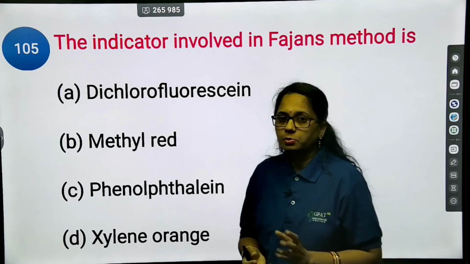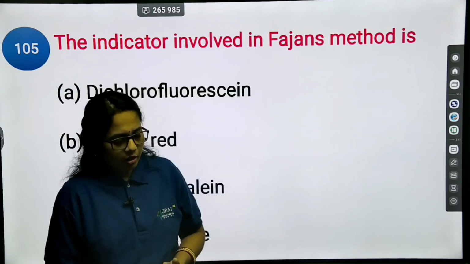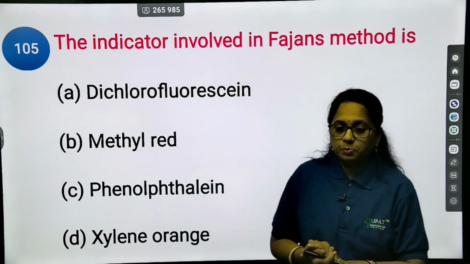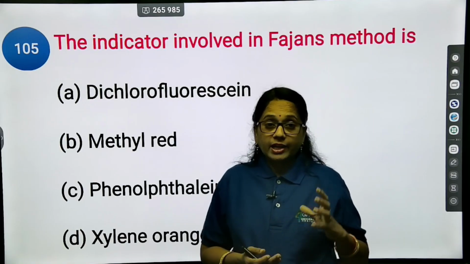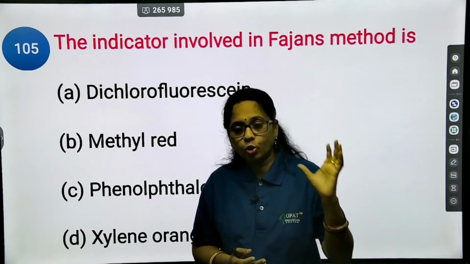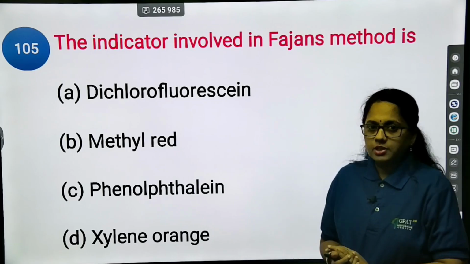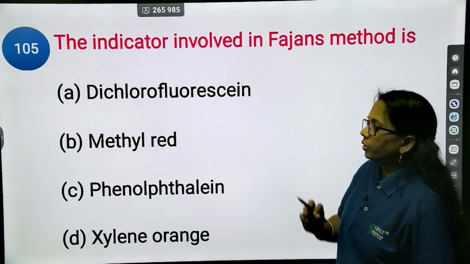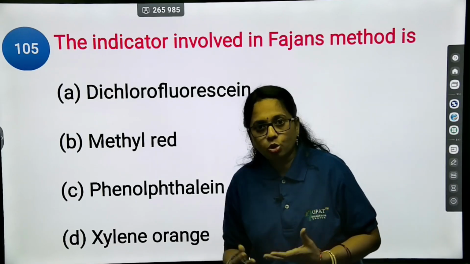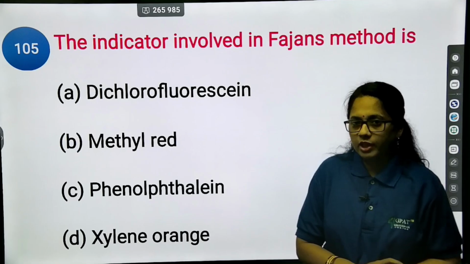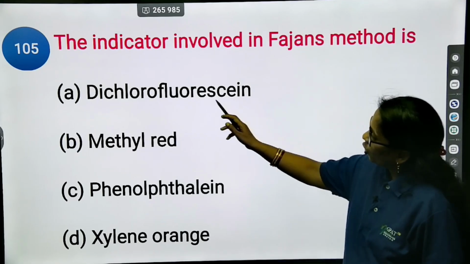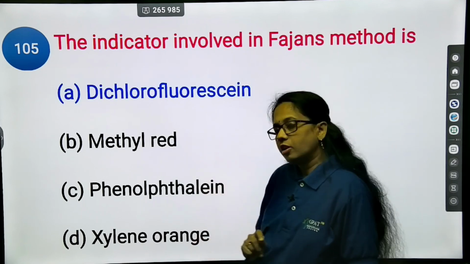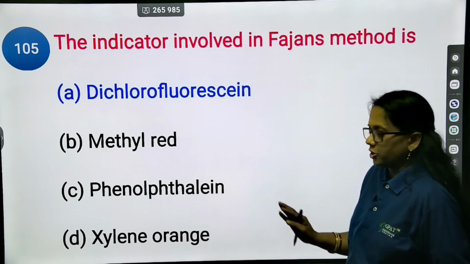We know that the Fajans method is an adsorption indicator method. It is a direct method, but whatever indicators we use in the Fajans method act by adsorption. They get adsorbed on the surface of the silver precipitate. Examples of adsorption indicators are dichlorofluorescein, fluorescein, eosin, rhodamine. So dichlorofluorescein is there in option A itself, so definitely it is going to be the right answer. Whereas methyl red, phenolphthalein, xylenol orange are not related to the precipitation type indicators.